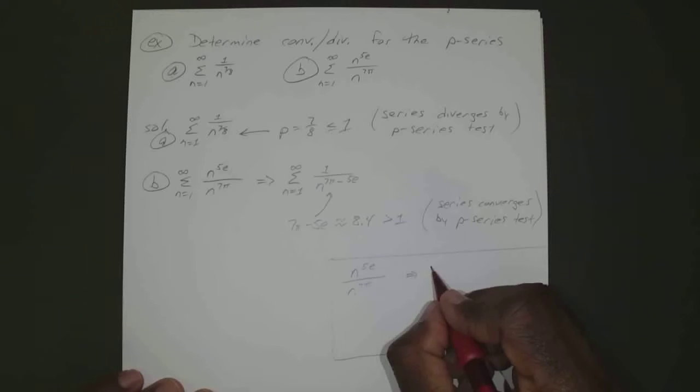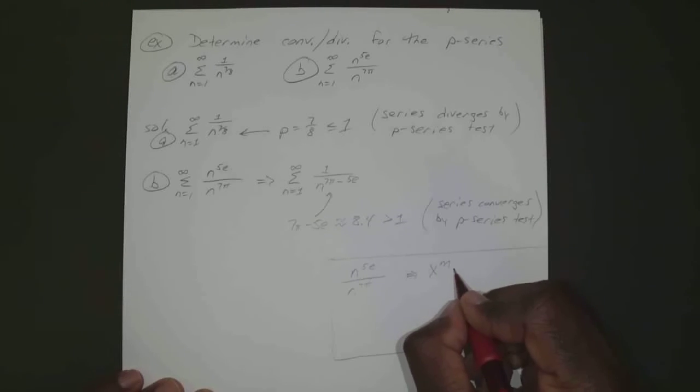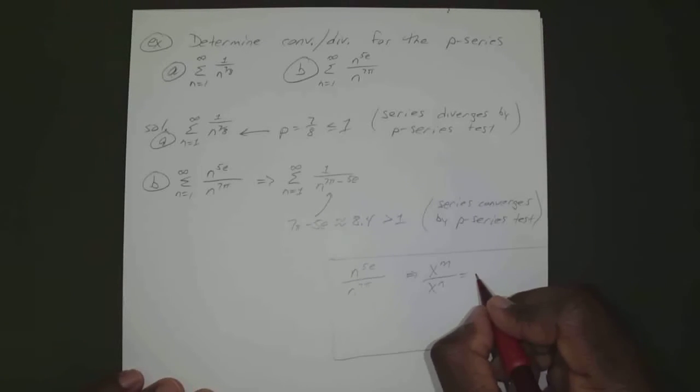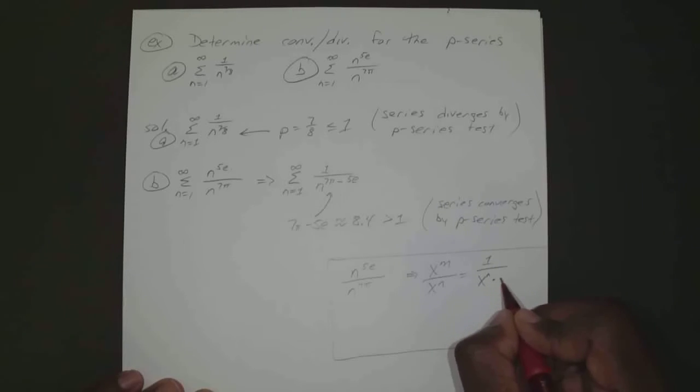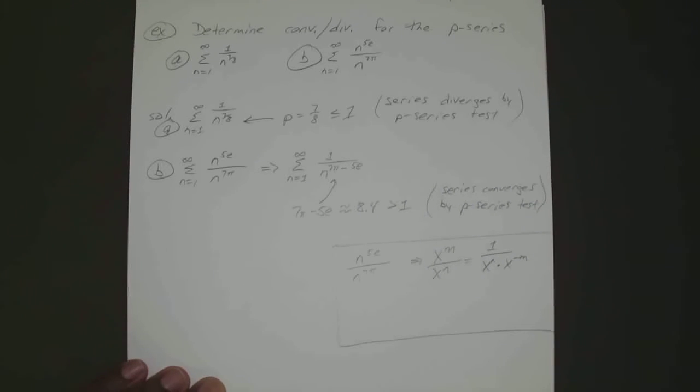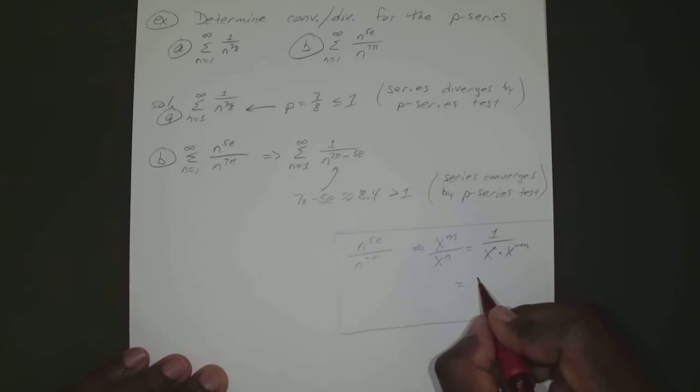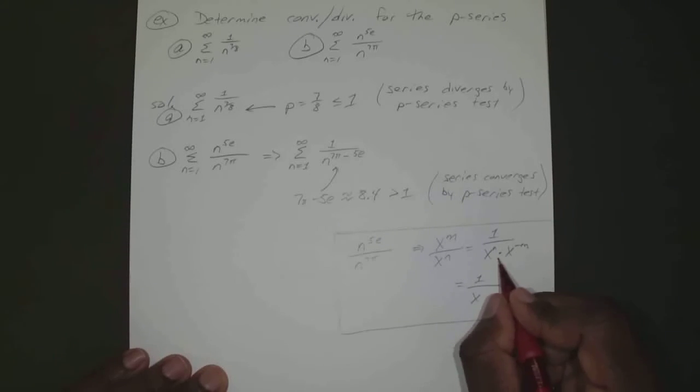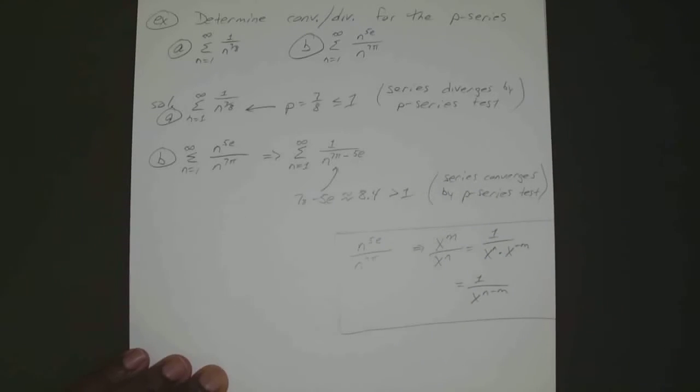Remember, if you have x to the m over x to the n, you can actually make that 1 over x to the n times x to the negative m, which just makes that 1 over x to the n minus m. This is what I did there, just brought that down and made that negative. If you're better with dividing by them, you could always divide both top and bottom by n to the 5e.